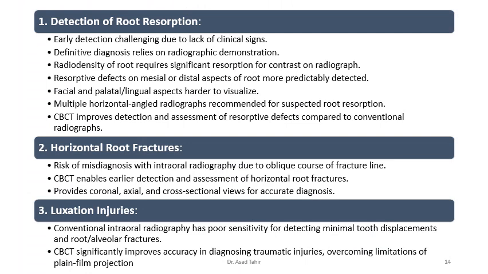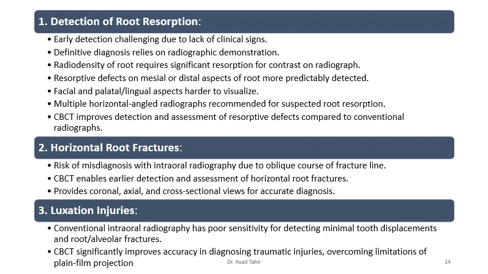Detection of root resorption. Early detection is challenging due to lack of clinical signs. Definitive diagnosis relies on radiographic demonstration. The radiodensity of root requires significant resorption for contrast on a radiograph. Resorptive defects on the mesial or distal aspect are more predictably detected, while facial and palatal/lingual aspects are harder to visualize. Multiple horizontally angled radiographs are recommended for suspected root resorption. CBCT improves detection and assessment of resorptive defects compared to conventional radiographs.